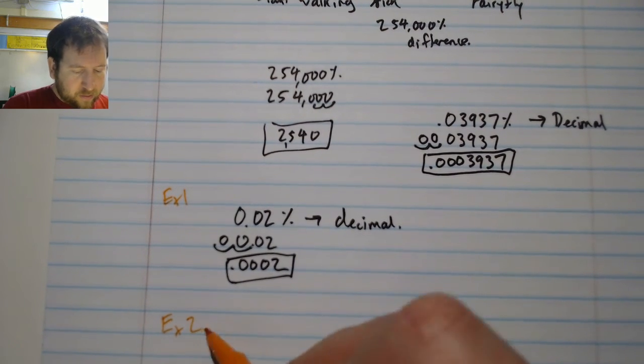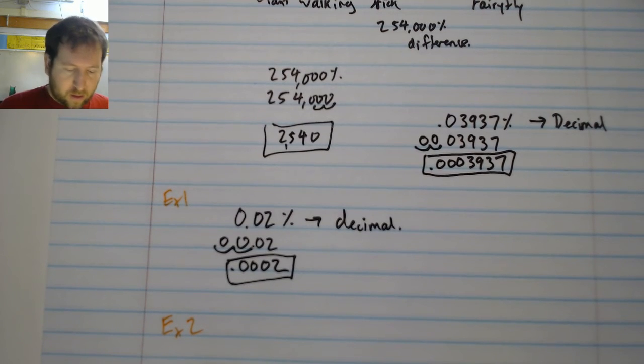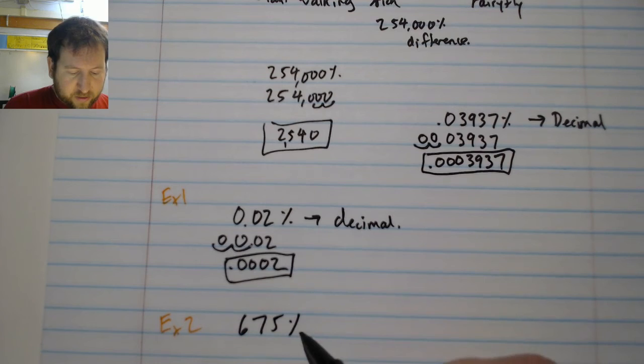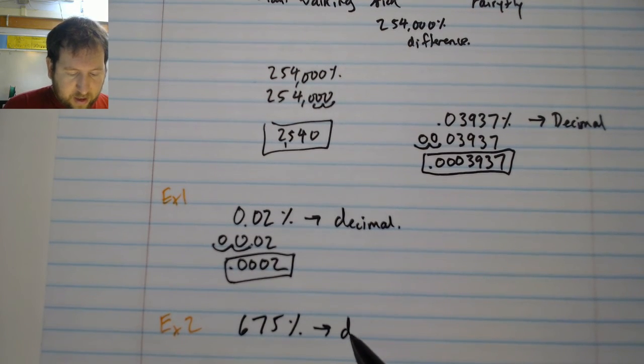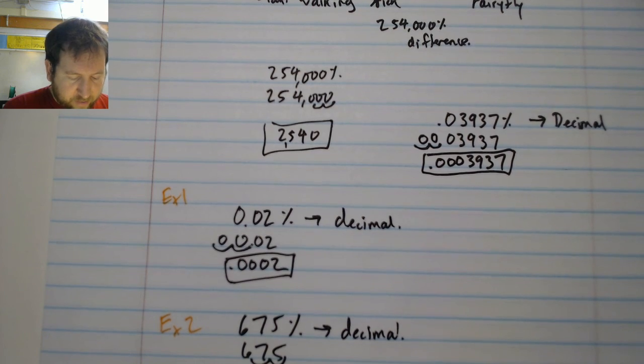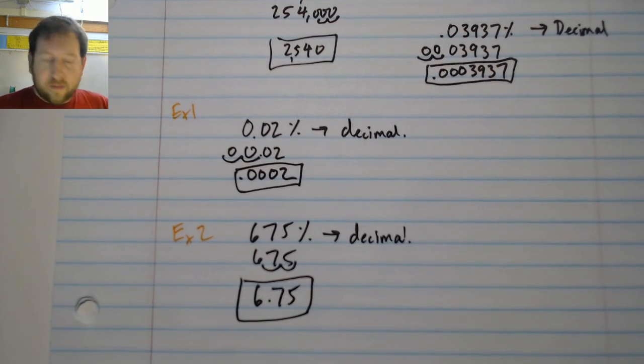One more. Example 2. We're going to take 675% to a decimal. Alright, drop the percent, 675. Move the decimal point 2 places over. Gives us 6.75 as a decimal. There we go. That's pretty much all we need to do for this section. Good luck.